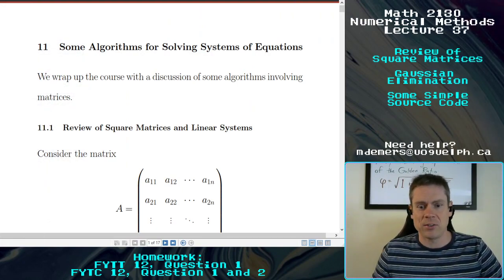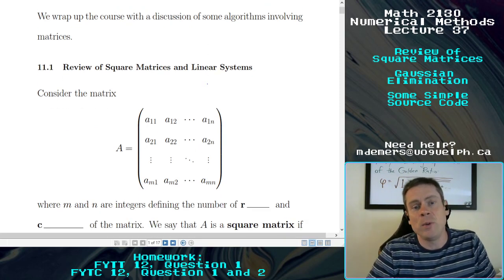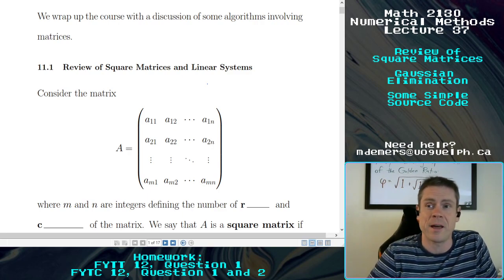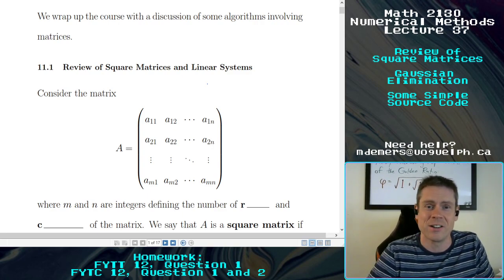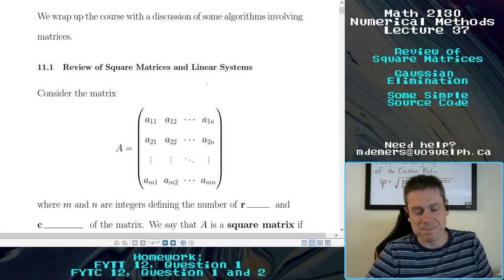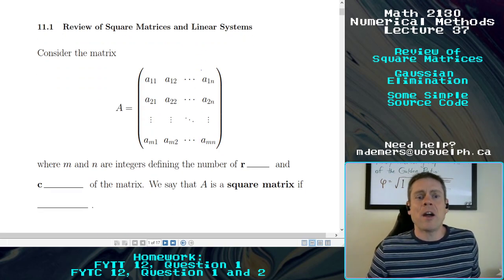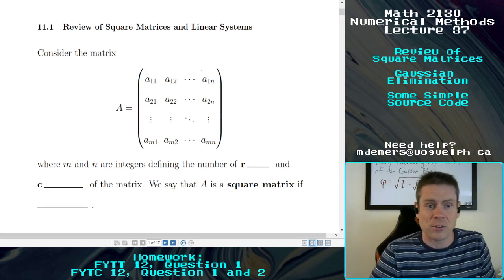Algorithms for solving systems of equations. It's actually a much deeper topic. We're just going to scratch the surface here. Really, we could go a lot further, and I was encouraged to see that many of you are working with some more advanced methods as part of your final project, which is really cool to see. But we're going to get some basics done here. So, all right, we're going to start with a review of square matrices and linear systems.